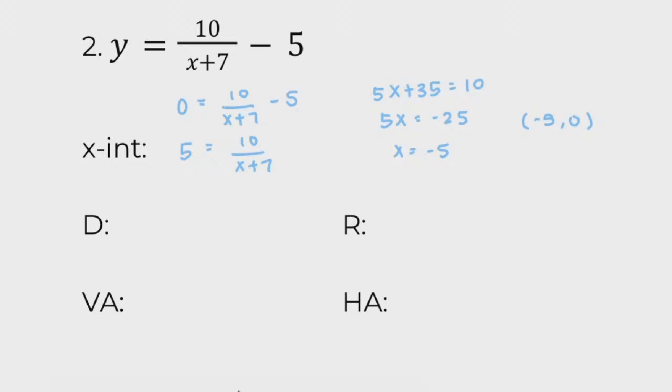The vertical asymptote is going to be when the denominator is equal to 0. So we get x equals negative 7. So that means the domain is that x can't equal negative 7. Then for the horizontal asymptote, if we looked at just this part, it would equal 0, but we have a minus 5. So the horizontal asymptote is going to be at y equals negative 5.